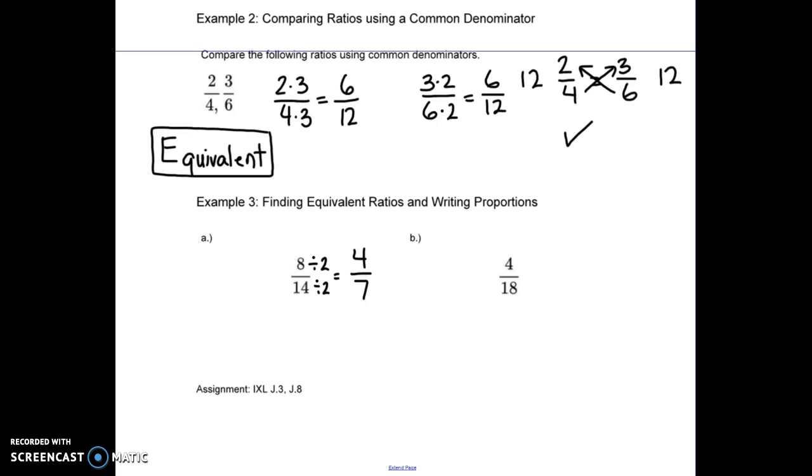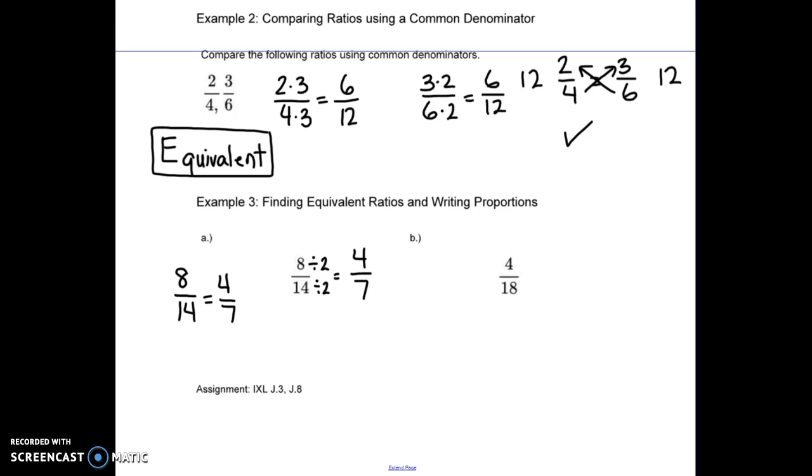That's only part of the problem, though, because they want us to write a proportion. So a proportion is just two ratios set equal to each other. So we're going to say 8 over 14 is equal to 4 over 7. That's our proportion.